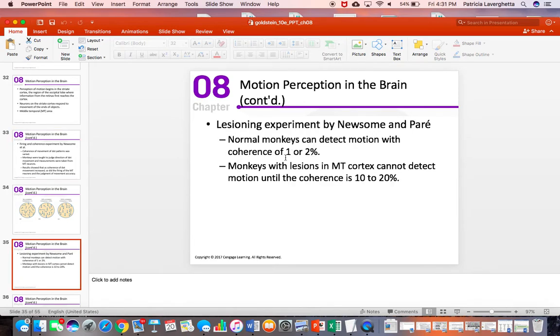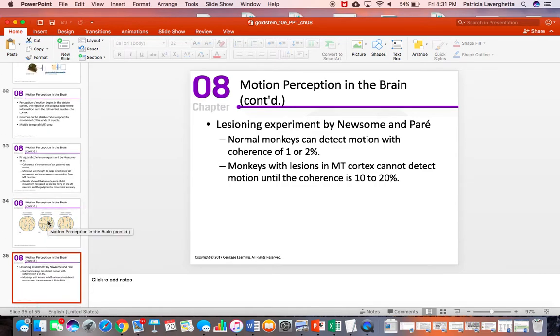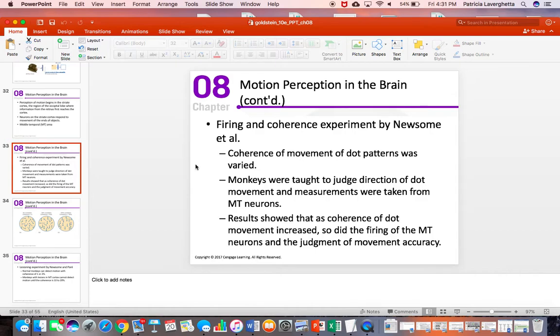being able to do it with as little as 1 or 2% correlation, meaning they're really sensitive to the motion, versus after damage, they still could do it. So that tells us that MT is not the only area involved with this, but they needed more. They had to recover. All right. So this is just giving you an idea of how neurophysiologists study the role that certain parts of the brain play, in this case, motion perception.